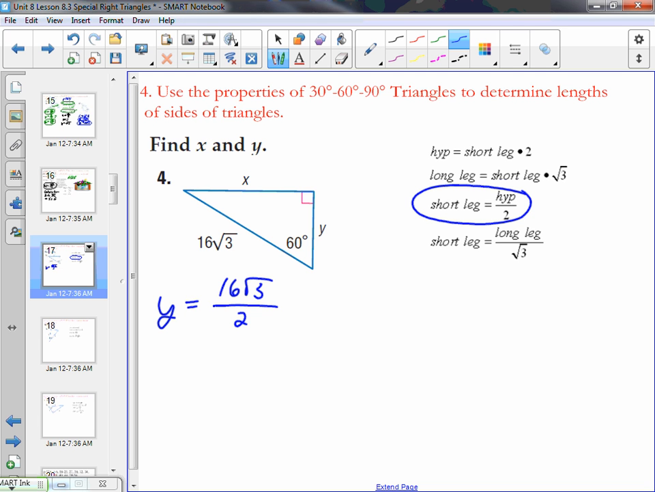Now, you can leave it like that, but whenever two numbers, how do I say this? You're not allowed to divide a number that's under a radical with a number that's not under a radical. But 16 is just a number. It's really 16. It's not the square root of it or anything like that, is it? So what's 16 divided by 2? So we can simplify that to get 8 square root of 3.